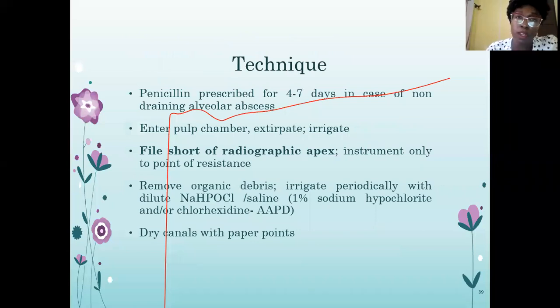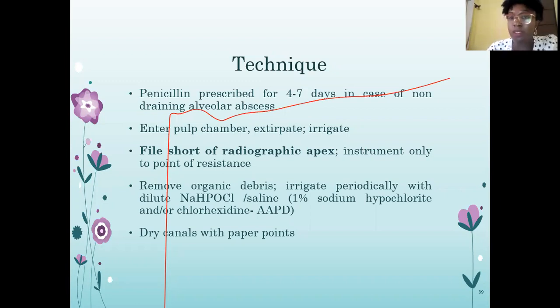So the technique is to medicate. Of course, there's also, when you look at some of the guidelines by AAPD, medicating on antibiotic use.